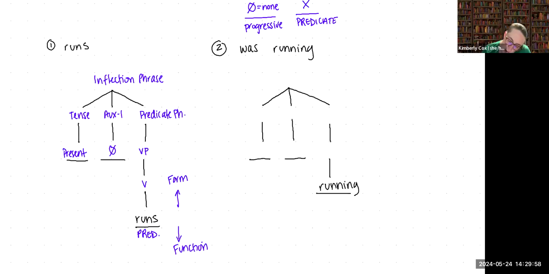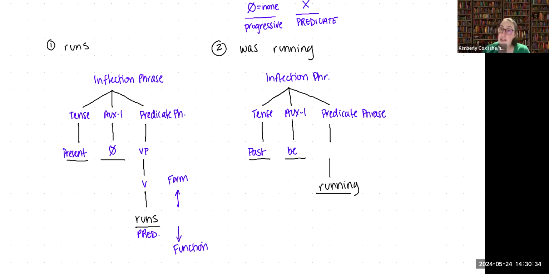Once again, we're going to start with an inflection phrase. And if we're starting with an inflection phrase, we know we're going to have tense, potentially an auxiliary verb, and a predicate phrase. Okay. So if we have was running, was is going to be past tense. So under tense, we're going to write past, right? It's the past tense form of the verb be.